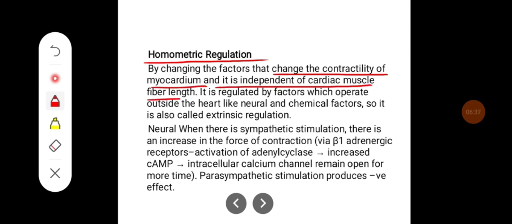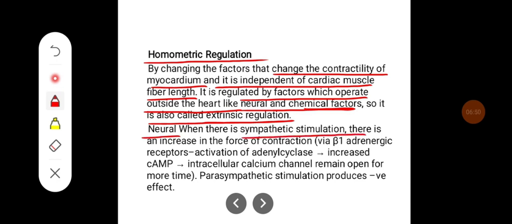of cardiac muscle fiber length. It is regulated by factors which operate outside the heart, like neural and chemical factors. So it is also called extrinsic regulation. Neural regulation. When there is sympathetic stimulation, there is an increase in the force of contraction, which occurs via beta 1 adrenergic receptors, which activate adenyl cyclase that increases the cyclic AMP, which increases intracellular calcium levels, and that is going to increase the force of contraction. Parasympathetic stimulation produces a negative effect.